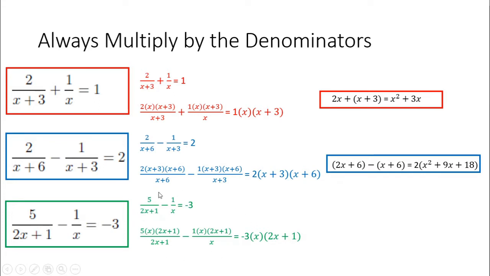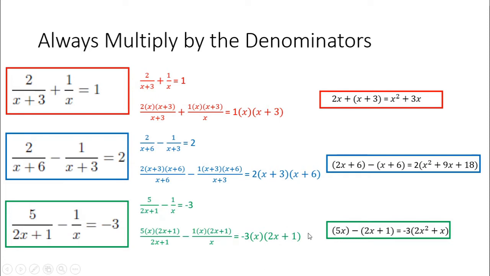Again, with the green equation, I've multiplied all terms by the denominators of both fractions, and that makes it simplify nicely to this. Notice I had 2x plus 1 on the top, 2x plus 1 on the bottom. Those disappeared, leaving me nice and neat with just a 5 times x, 5x. And here I had x on the top, x on the bottom. Those ones cancel out, and I just have 1 times 2x plus 1 on the top. Now be careful because it was minus. I'm subtracting this fraction, so I put a minus here and I kept this in brackets.